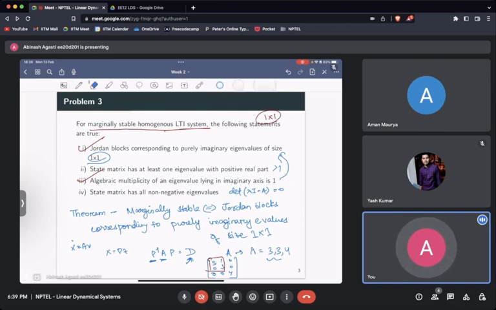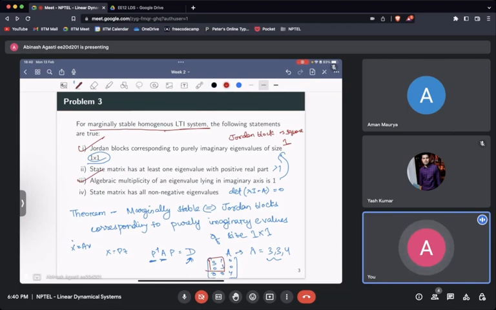Like, a Jordan block is always a square matrix. A Jordan block is always a square matrix, a square block. So instead of writing 1 cross 1, it can simply be given by 1, right?